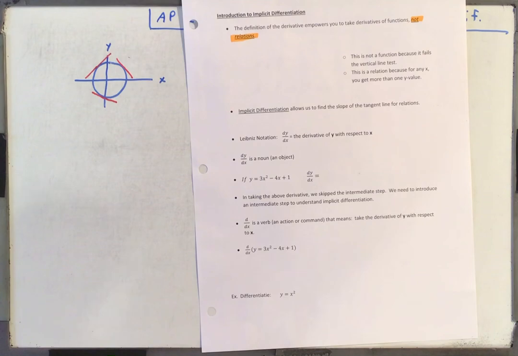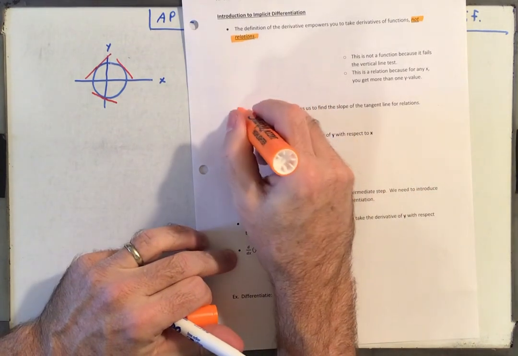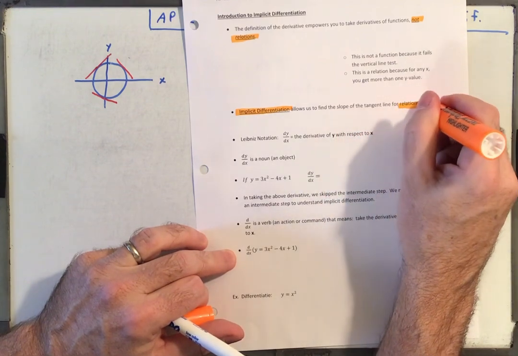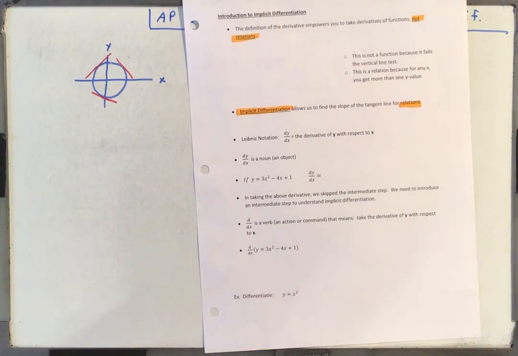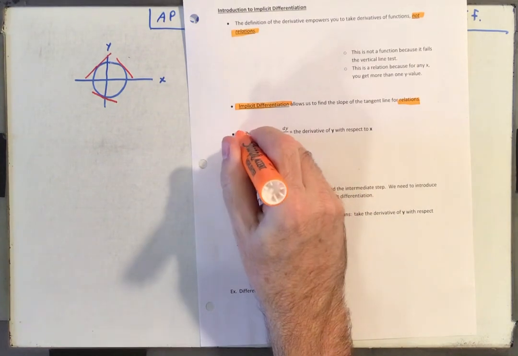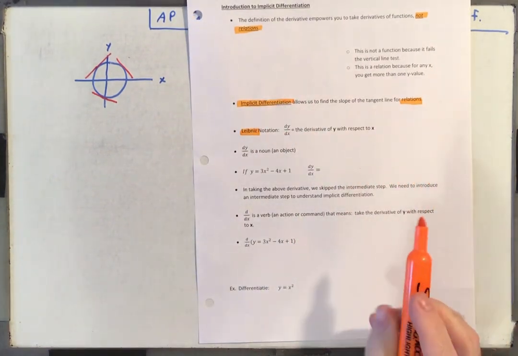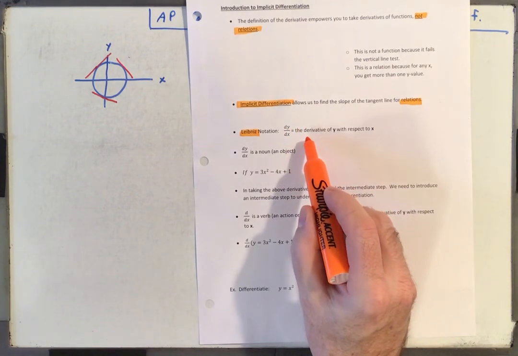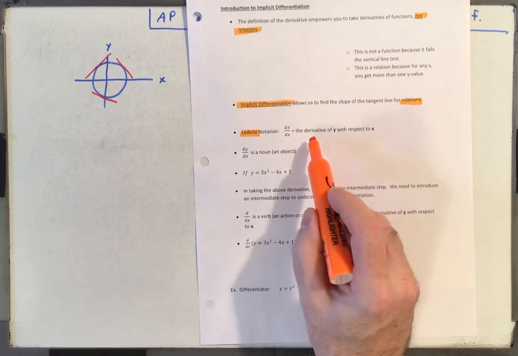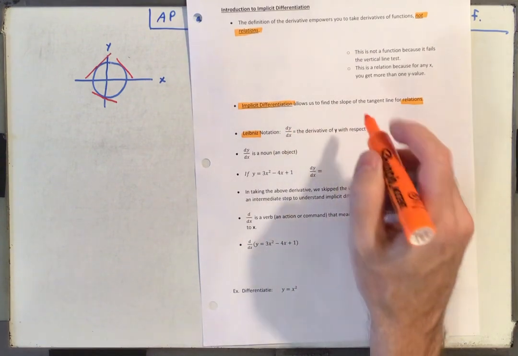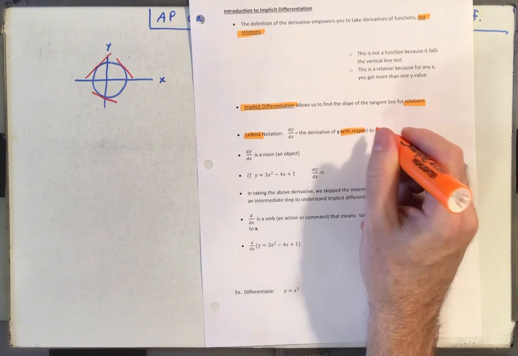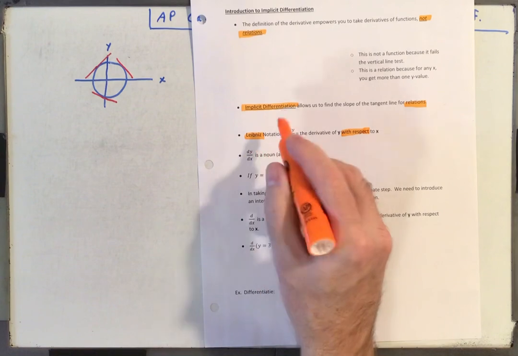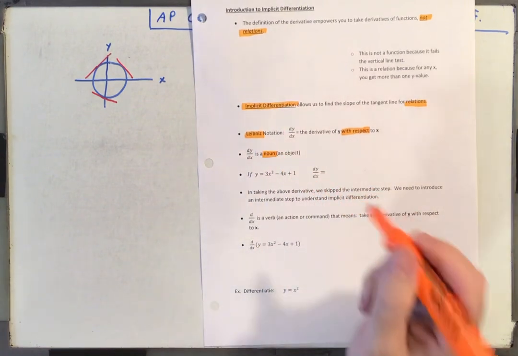Well, a technique called implicit differentiation allows us to find the slope of the tangent line for relations. So Leibniz notation, we've seen that before. dy dx is the way that you say the derivative of y with respect to x. The derivative of y with respect to x, dy dx, you want to think of that as a noun. It's a thing.